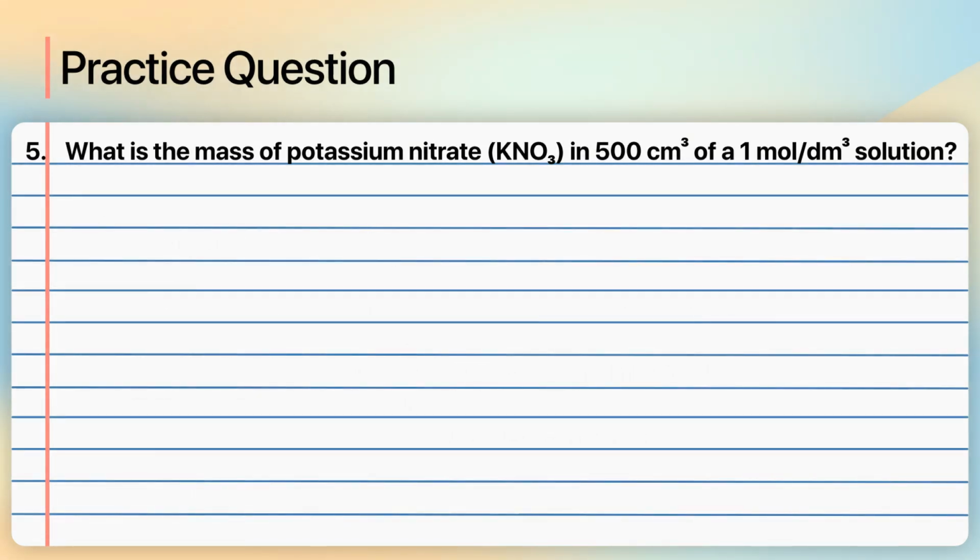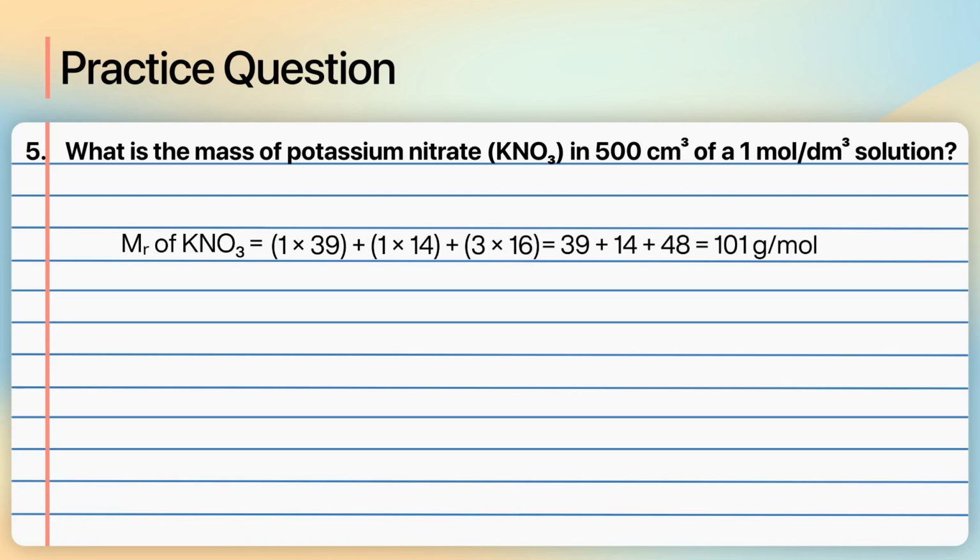Now we need to convert the number of moles of potassium nitrate into mass, like the question asks. We need to find the molar mass of potassium nitrate like we've done previously, adding up the appropriate number of relative atomic masses of each element. That gives us 101 grams per mole.